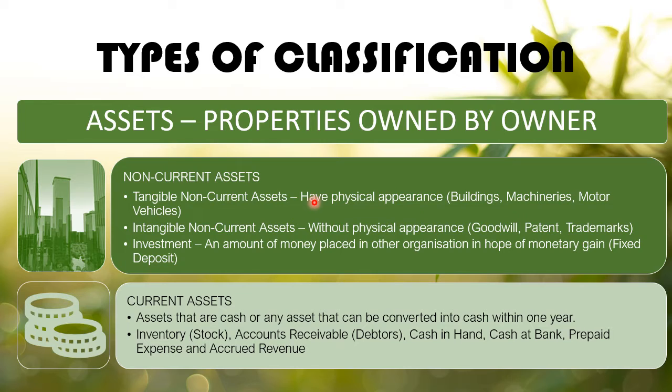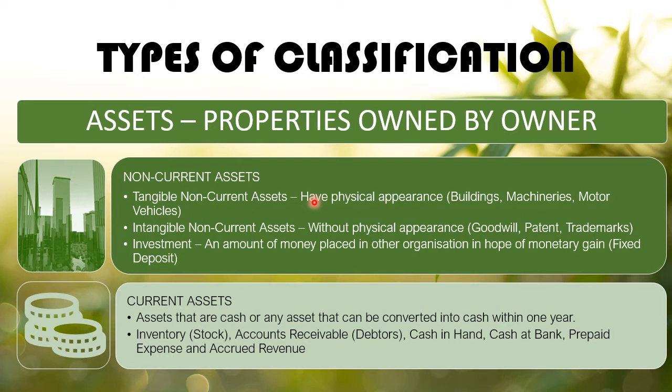And then the third type is the investment. Investment, or in other words pelaburan, is the money that an organization placed in another business organization in the hope of getting monetary gain. Meaning that they are hoping to gain some sort of interest income or dividend income from the amount of money that they invested in another organization. For example, a fixed deposit. We put money into the bank, into a fixed deposit account, in the hope that every year we get a certain amount of interest income.